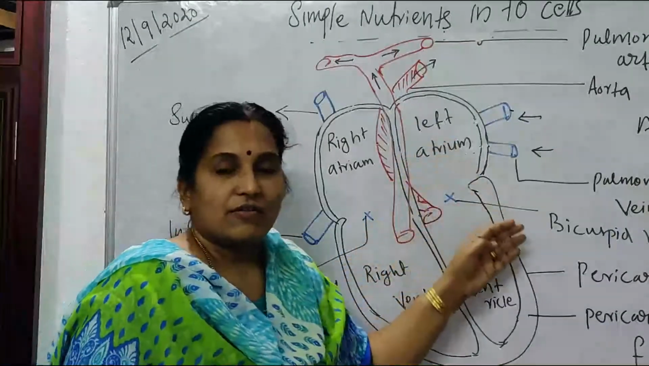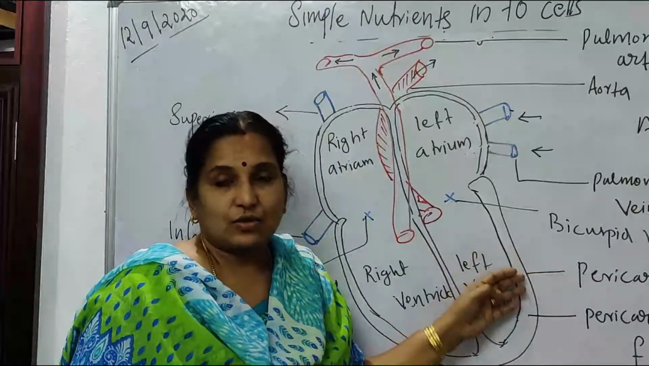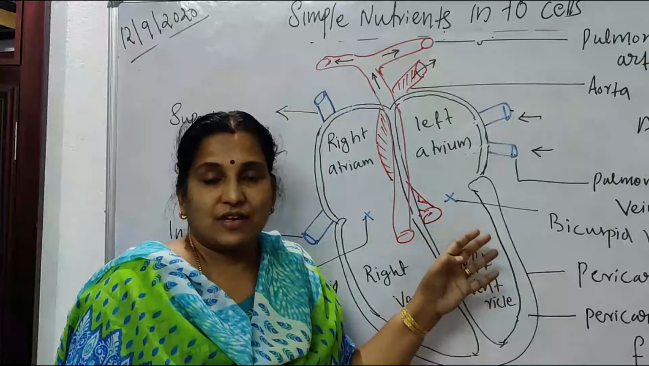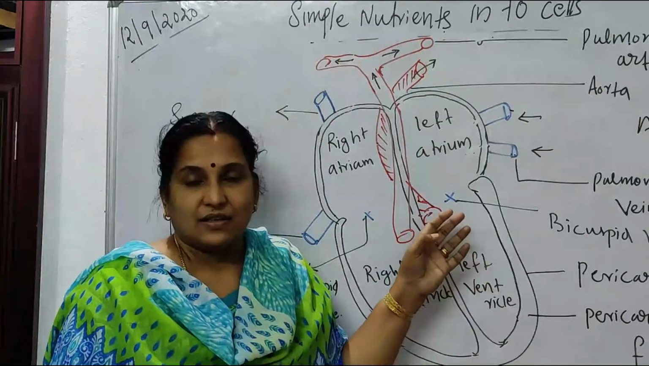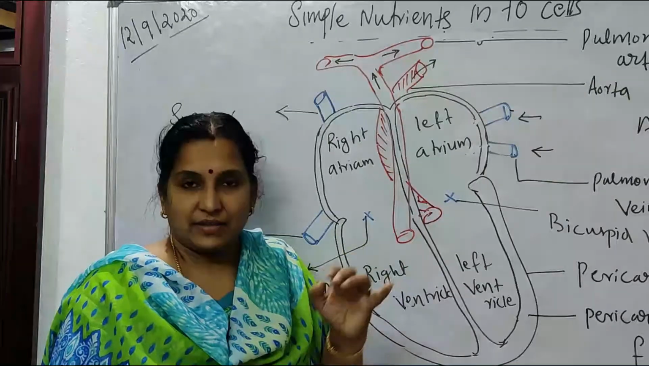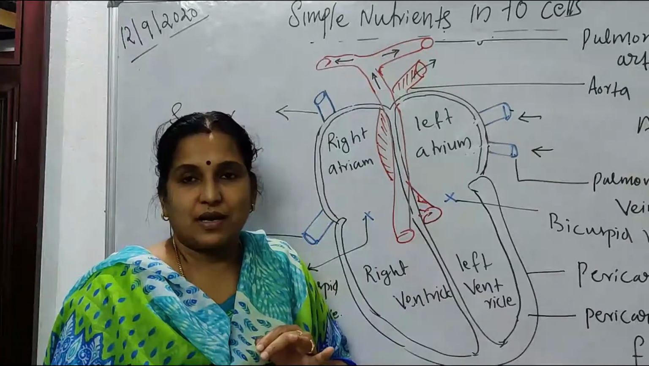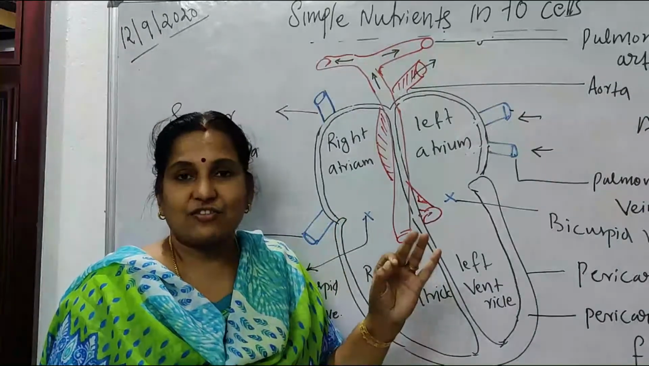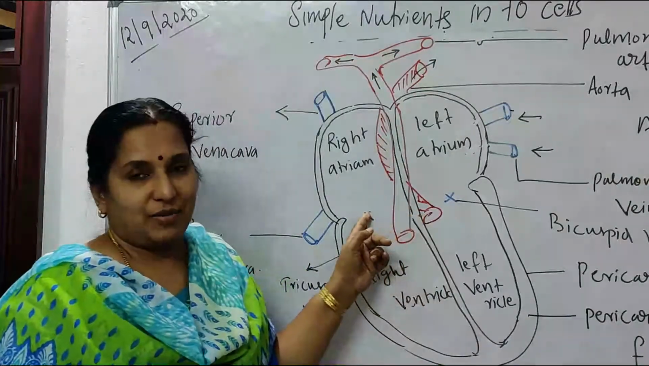Okay, so as we conclude the topic, what all things have we studied today? The components of blood, components of plasma, and the structure of heart. That's all about today's class.